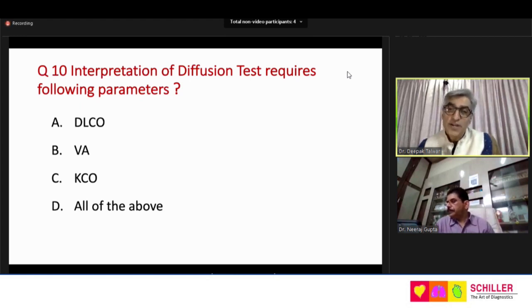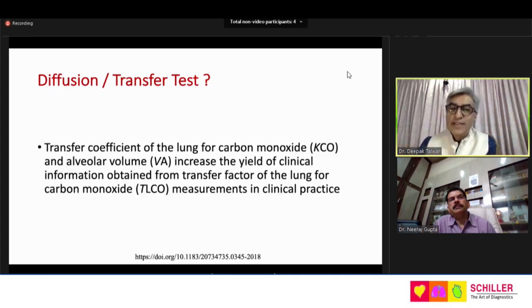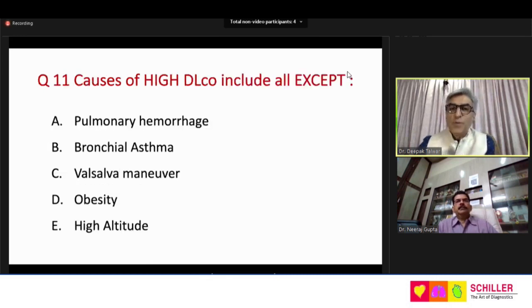There are these two different components, as you have seen previously. In some of them, it is the VA component. In some of them, it is the KCO component. So it becomes very important to know whether the changes in the diffusion capacity have primarily come because of the VA component or the KCO component. This is what we are going to dwell upon: the transfer coefficient of the lung for carbon monoxide is KCO and alveolar volume is VA. Generally, DLCO or TLCO divided by VA becomes the KCO, because DLCO is volume dependent, and when you correct it with the volume, it becomes independent of the volume. So we bring question number 11, and for this, I hand over to Dr. Neeraj.